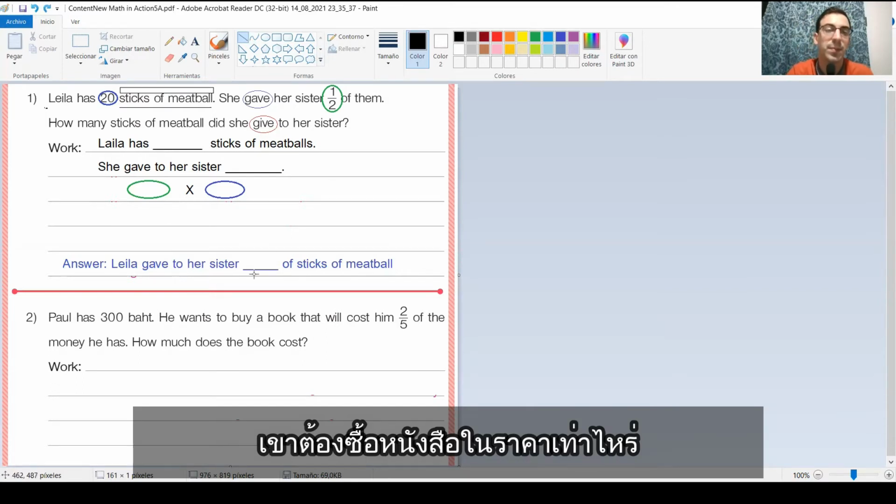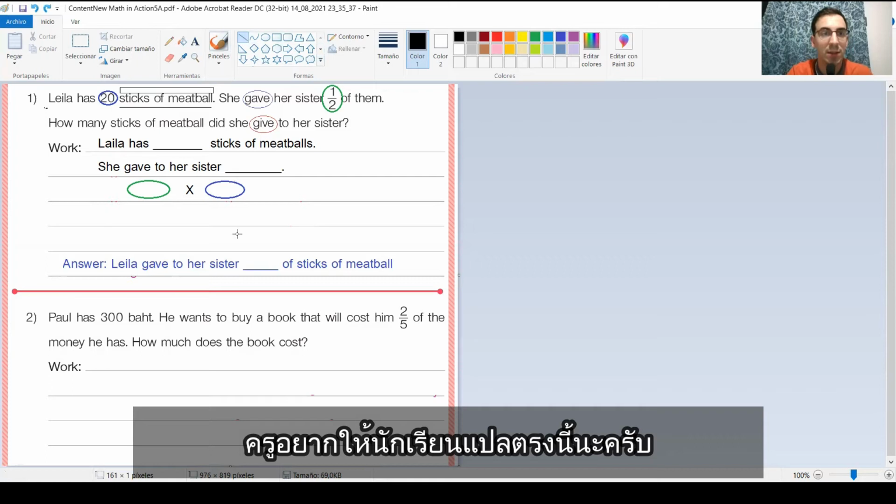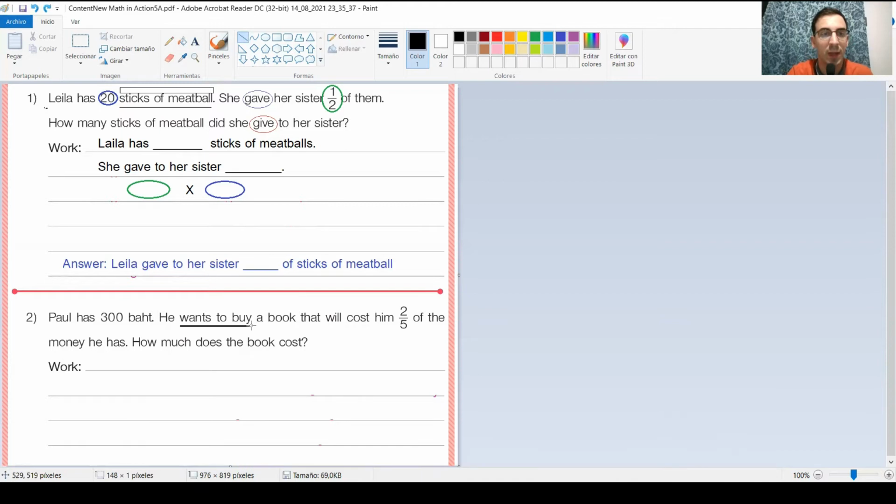Here, I want you to translate this specific word. Wants to buy. What is the meaning? If you know, you can write over here. Wants to buy. What does it mean? He wants to buy a book.